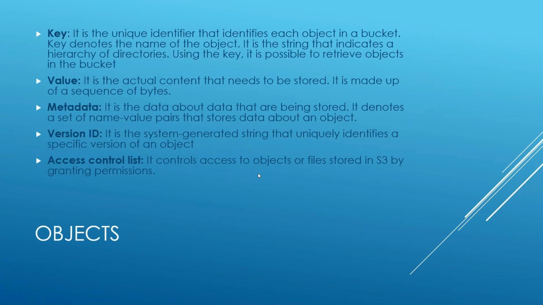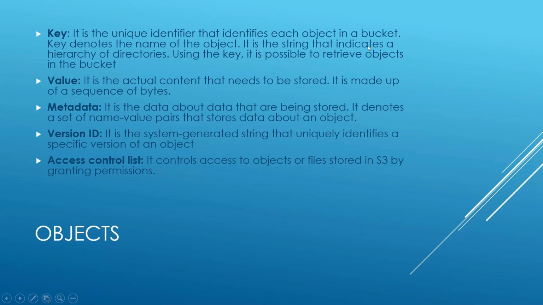And then the objects available in S3. Here, key is the unique identifier that identifies each object in a bucket. Key denotes the name of the object. It is the string that indicates a hierarchy of directories. Using the key, it is possible to retrieve objects in a bucket. That we will see in a practical way.